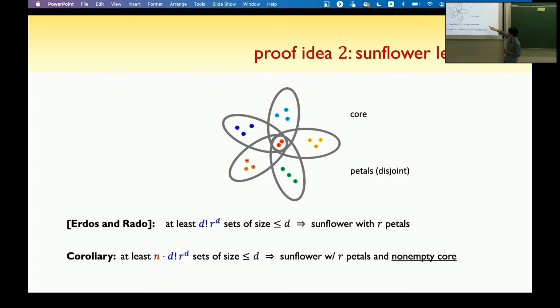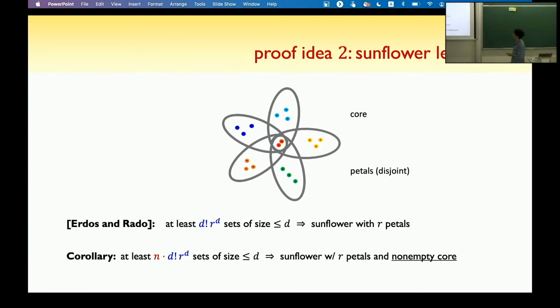For them, the definition of sunflower allows empty intersections, so just pairwise disjoint sets qualify as a sunflower. But for us, we need a non-empty core. We can use this lemma, or last year's theorem, as a black box to show that if your set system has size at most d for each set, and you have at least n times some function of d and r sets, then you're going to have a sunflower with r petals and non-empty core. Okay, so this is the basic corollary that we're going to use.